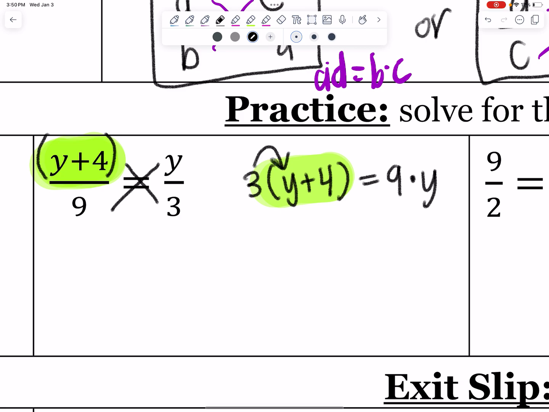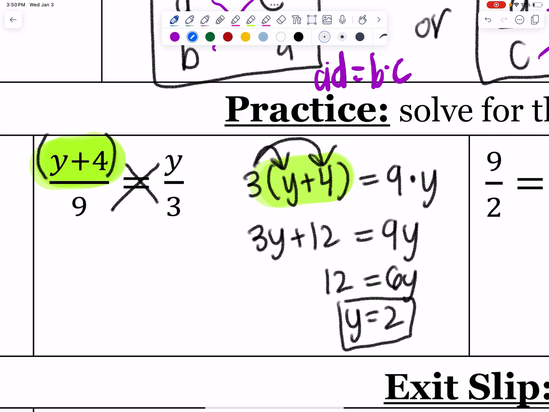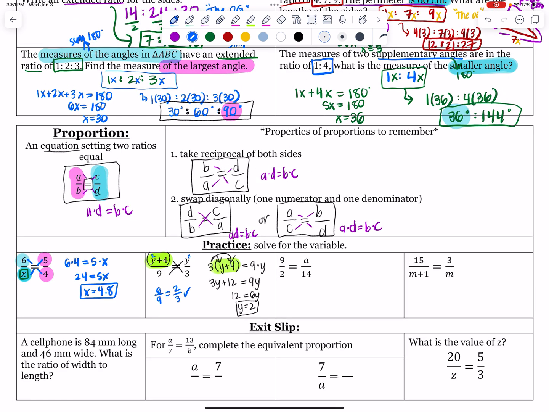And so that's just the distributive property. So I'm going to distribute the 3y plus 12 equals 9y. I get my y's on the same side, so I get 6y. So y is 2. Check yourself before you wreck yourself. That is the answer. It just says to solve for the variable. I'm going to go back and plug it in and make sure that makes sense. If I plugged in a 2 here and a 2 here, let's see what happens. That is 6 over 9. Is that, in fact, equal to 2/3? Yes, it is. So I know that I did that correctly, I should say.